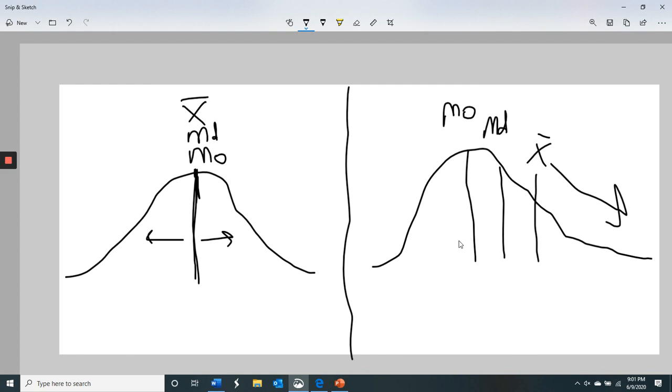So the mode is not good because it ignores the people over here. The average, the mean, is not good because it pulls over way too much this way and basically ignores people over here. So it does the opposite thing. The median is good because it's fair. Everybody counts as one. 50% are here. 50% are above it. So in a skewed distribution, the median is the best.